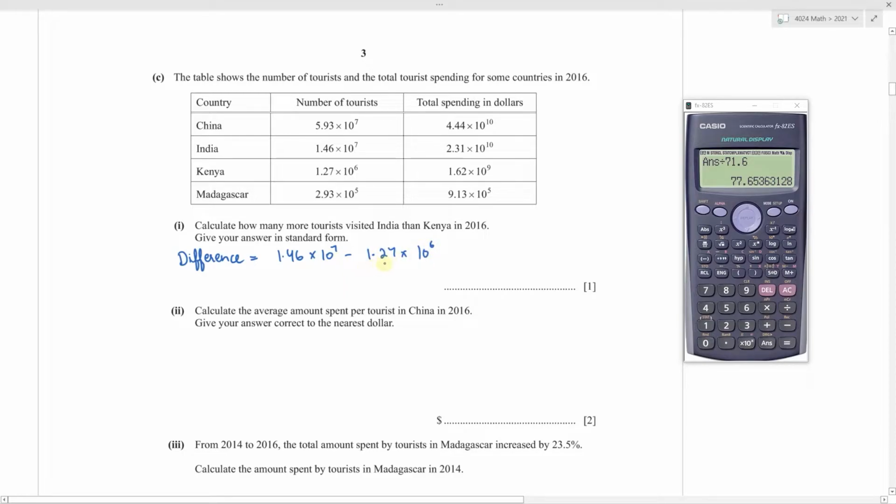So I need to make the powers of 10 same before I can subtract them. So I will move this decimal one place to the left. So this will become 0.127, and I will increase this power by 1. So now I have both powers same. So I will have 10 power 7 common and 1.46 minus 0.127. 1.333 into 10 power 7, and this is already in standard form.